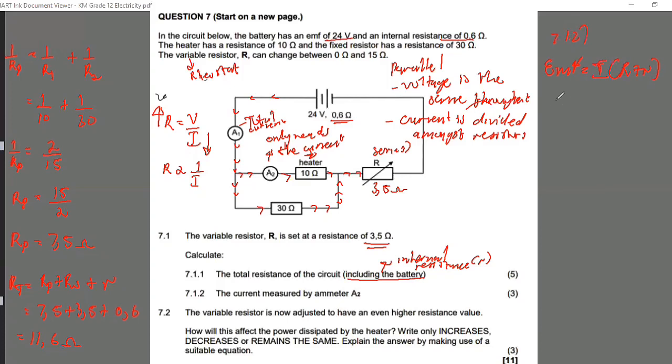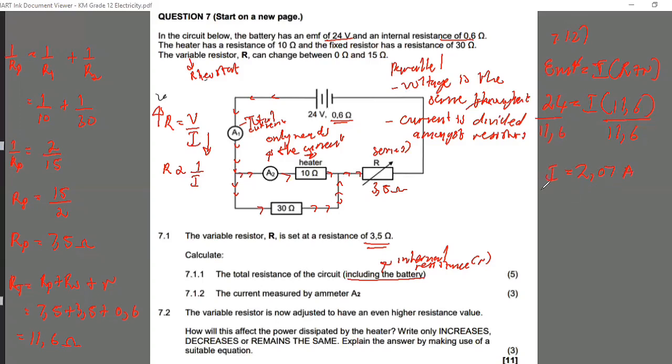Then the EMF, we are told that it is 24, and now we are calculating the current. But remember, the external resistance plus the internal resistance all amount to 11.6, right? So that's 11.6, and then let's divide by 11.6 both sides. So we have 11.6, and that will give us a current of 2.07 amperes, right? So we have a current of 2.07 amperes.